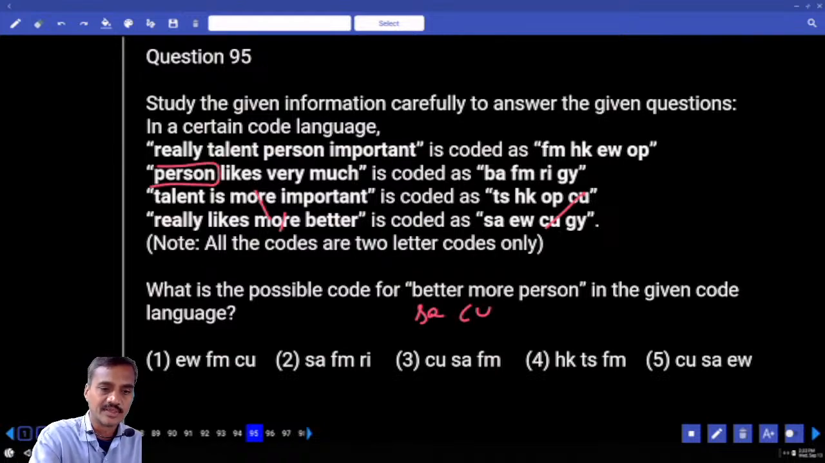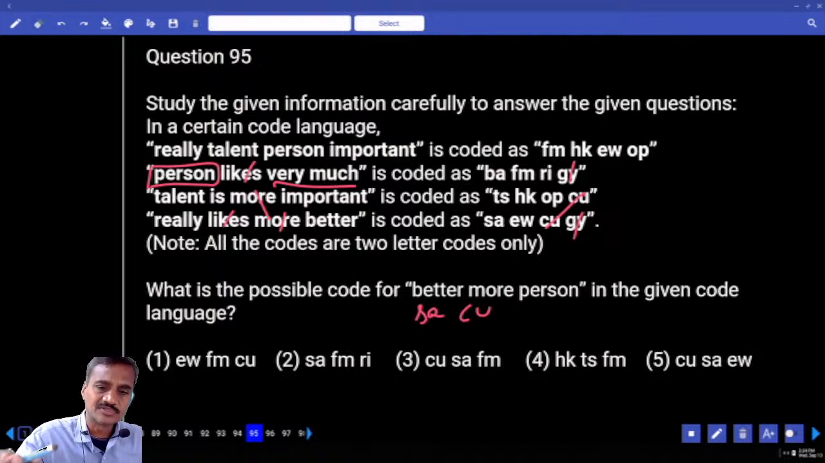Person is here in the second. Likes very much, and likes is common between these two, isn't it? Likes is common here. Then what is the code that is common here? SA and GY. And next one, likes. Then what else is left over here? RI and likes and very. And very and much. Now is very and much common anywhere else? No.